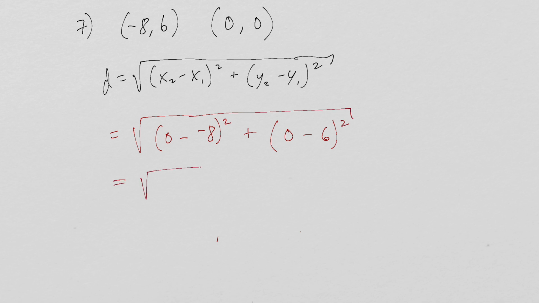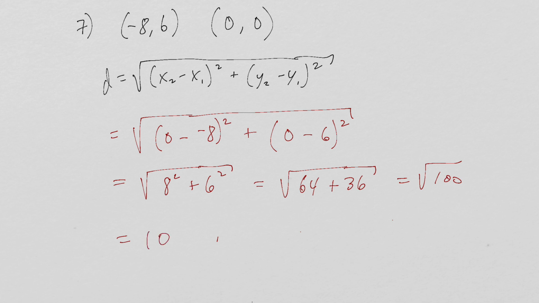Well, this is the square root of 0 plus 8, which is 8 squared, plus 6 squared. 8 squared is 64. 6 squared is 36. This is the square root of 100, which is 10. Now notice that because these are zeros, you didn't really need to build all this. It's just the square root of the square of this plus the square of this. The square of this is 64. The square of this is 36, and then you could just go from there.